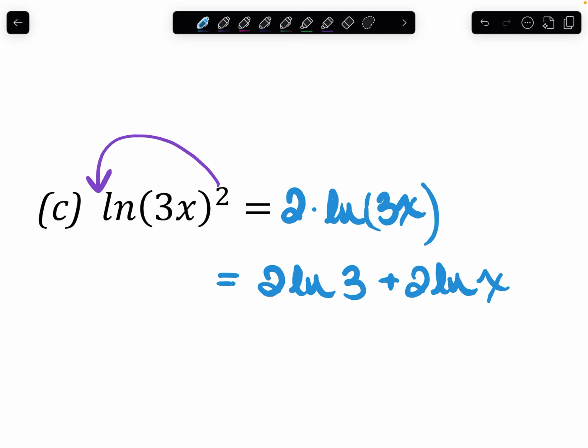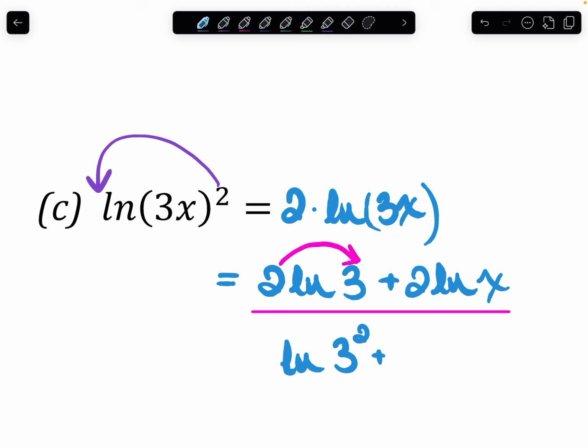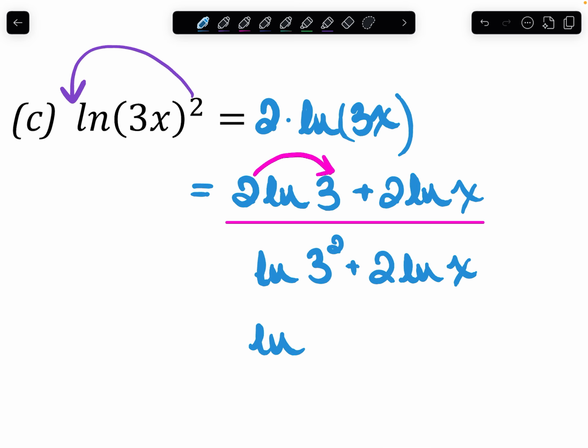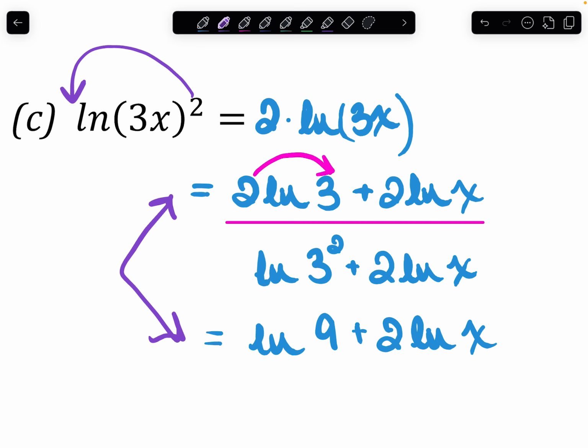So another way you might see this one written, just in case, so just be careful with the online assignments, is that 2, because it did go on that 3, you could technically put it back here. So then it's the natural log of 3 squared. And then 3 squared is 9, so ln of 9 plus 2 ln x. So one of these two is perfectly fine. So just kind of double check both of those.